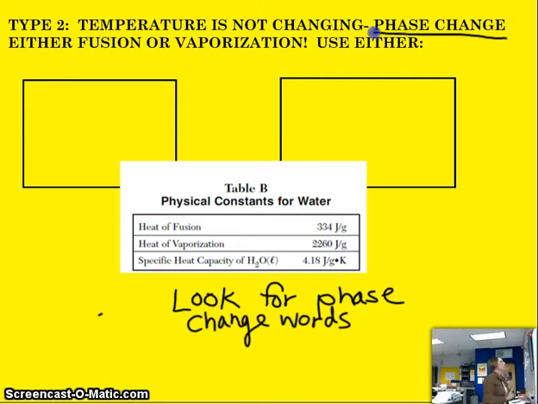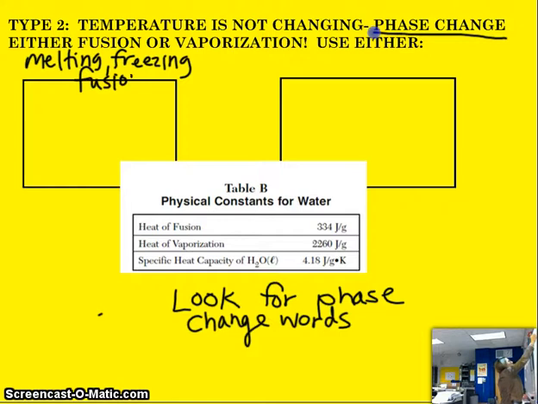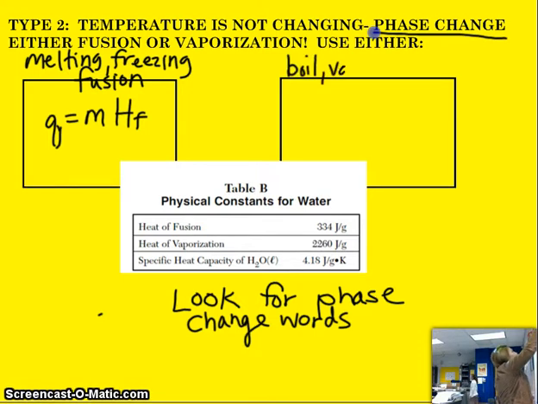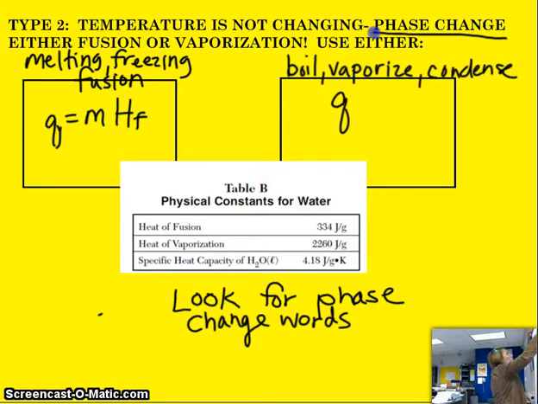So, if you see words like melting, or freezing, or fusion, you're going to use Q equals MHF, which is in Table T. That equation's in Table T. If you see words like boil, or vaporize, or condense, you're going to use Q equals MHV.